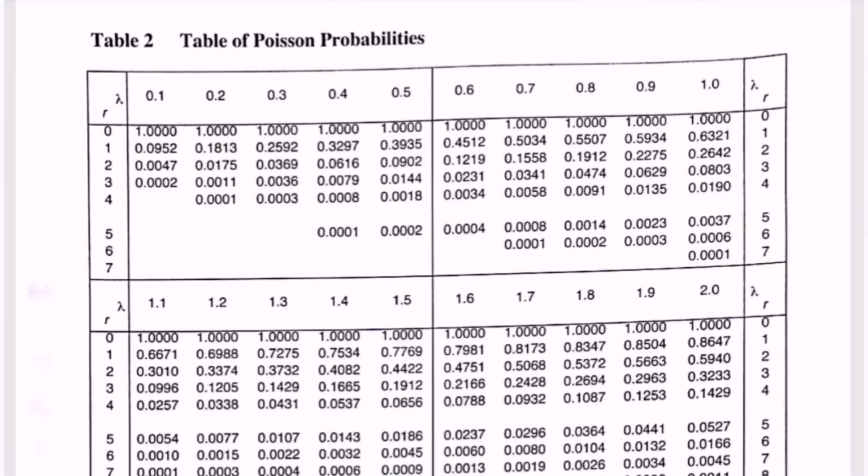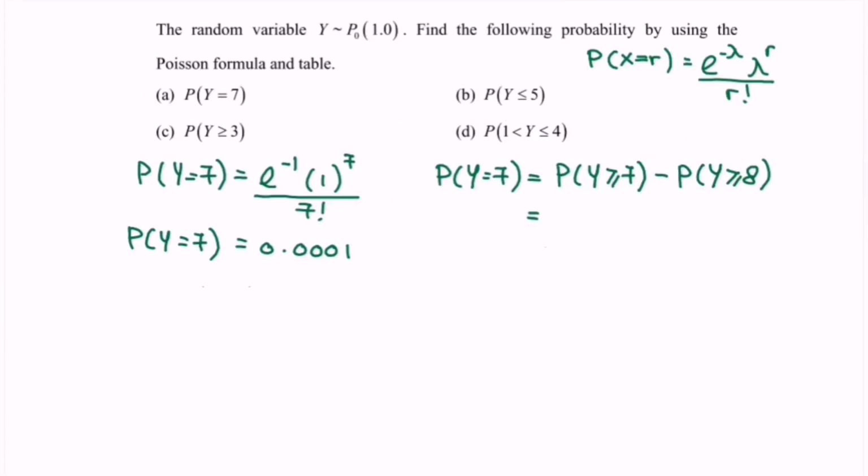So here we have the table of Poisson probability. Kindly refer to lambda, or we can say the mean or the expected value, which is equal to 1.0. So here we have the 1.0, and then we have r, which is 7 and 8. Here r is 7, so the value is 0.0001. And as we can see from the table, there is no value for r equal to 8, so it means that r equal to 8 is equal to 0. So here we have 0.0001 minus 0, so the probability that Y is equal to 7 will be equal to 0.0001.